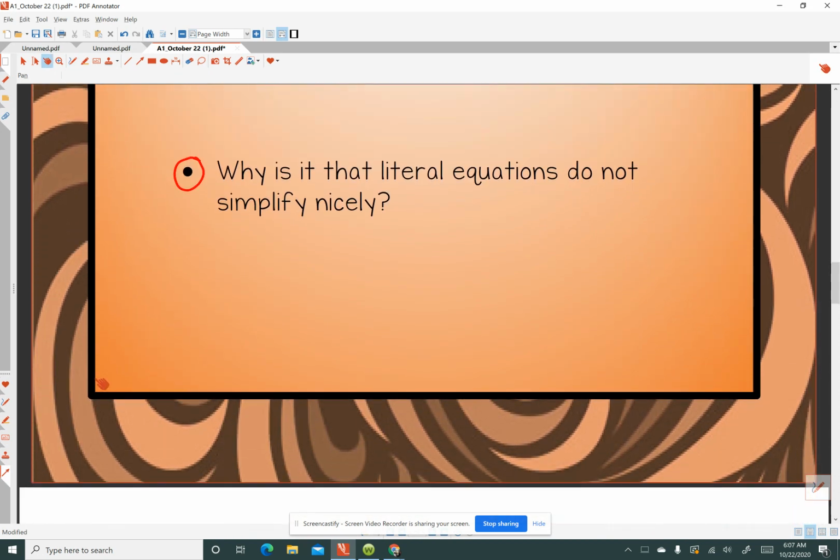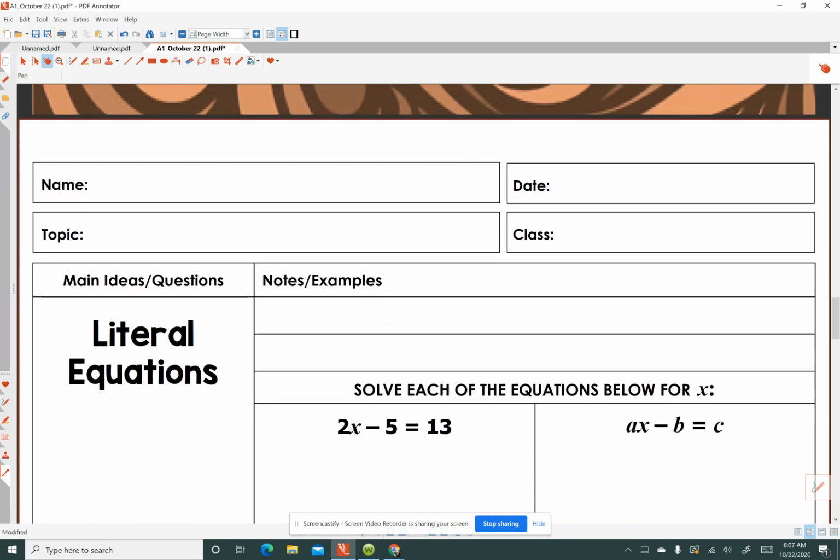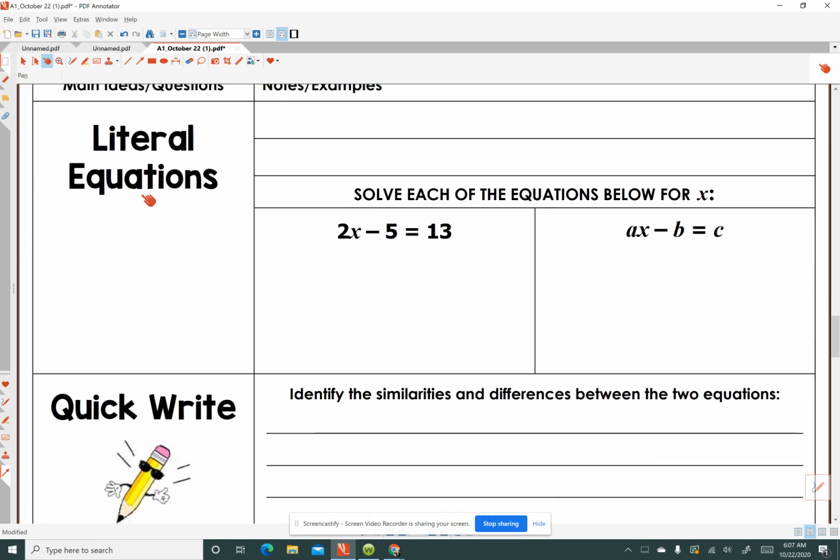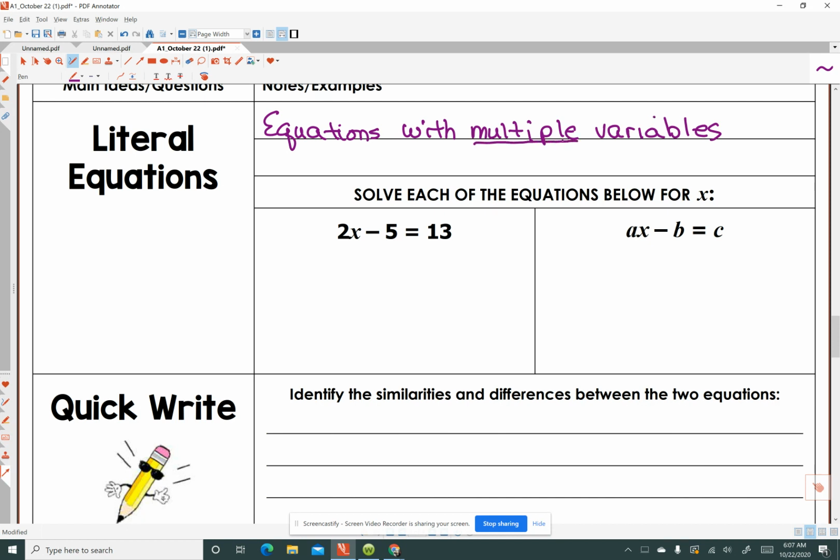So literal means letters. And literal equations are equations with multiple variables. So let's write that down now. Literal equations are equations with multiple variables. The variables are the letters. You're going to have 2 or more letters in the equation.